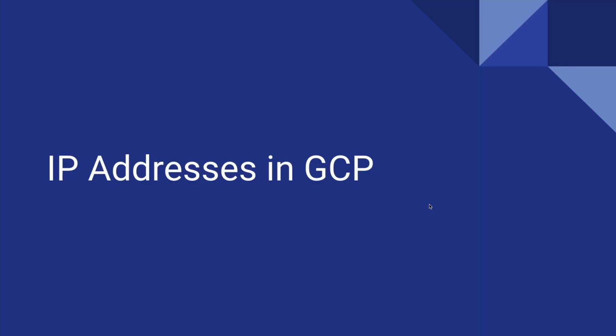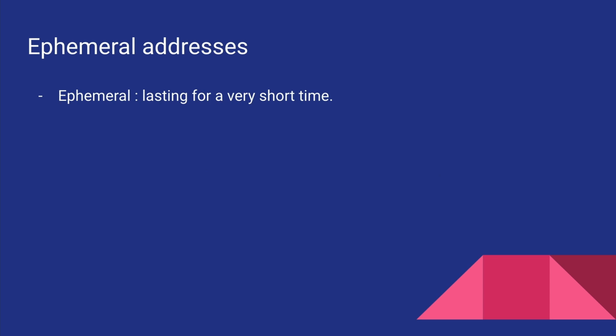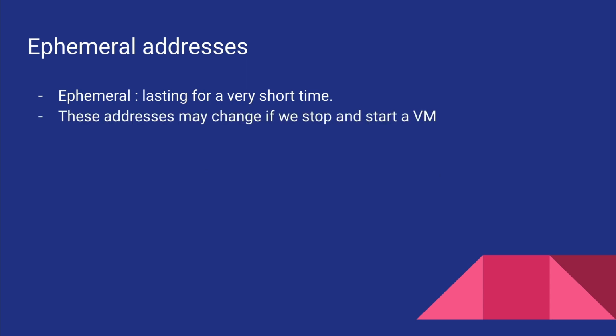All right. So another thing that we need to discuss in this video is about IP addresses in GCP. In GCP, there are two different types of IP addresses. One is ephemeral and the other one is static. By default, when we create an instance, it has an ephemeral address. Ephemeral means lasting for a very short time. And it means this IP address could change if we stop and start a VM back again.